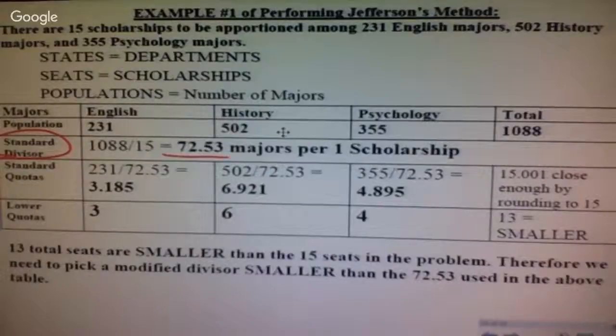My standard quota step also will never change. So I take each individual population and divide by that standard divisor. So we end up with lower quotas of 3, 6, and 4. So 13 is too small. So 13 needs to go up, which means when I guess a new number here, it needs to go down. So I need to guess a number that goes down.